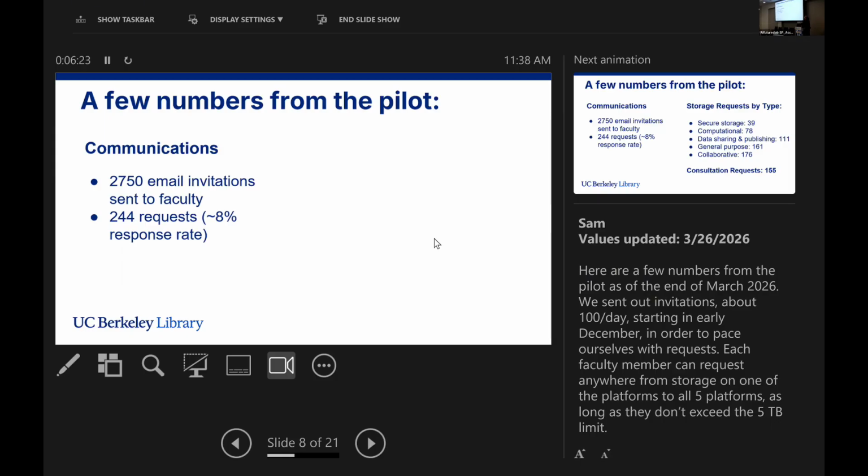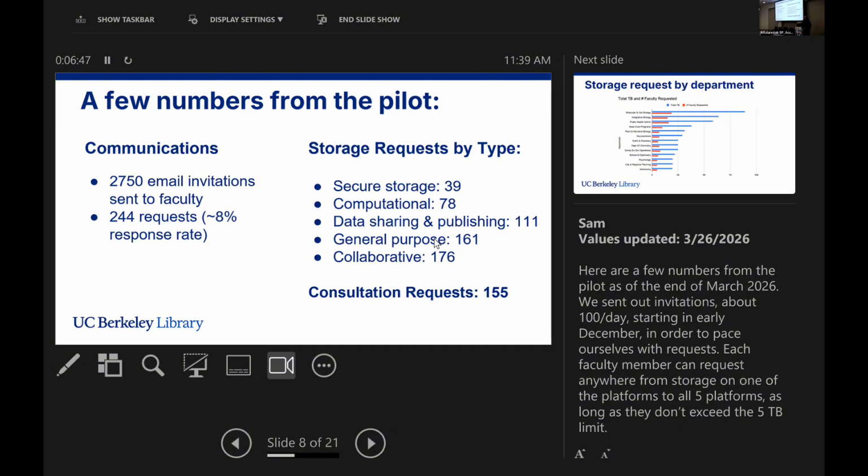So you may be curious about the scale of this. These are our initial numbers, and the pilot is still ongoing. We started in, was it December or January? December. Great time to send out email. So we sent out 2750 email invitations to faculty. Those are people who have the status of being part of the Faculty Senate at Berkeley. And our response rate is about 8%, 244.